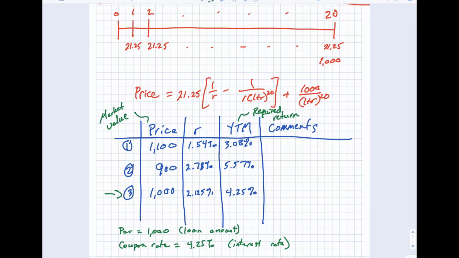Now look at scenario 3. We notice two things. First, the coupon rate equals the yield to maturity, 4.25%, 4.25%. And second, the price equals par, $1,000, $1,000. Why is that the case? Well, the interest rate of the loan is the same thing as whatever investors require. And because the interest rate is the exact same as what investors require, people are willing to buy or sell this loan in the secondary market for exactly the loan amount.